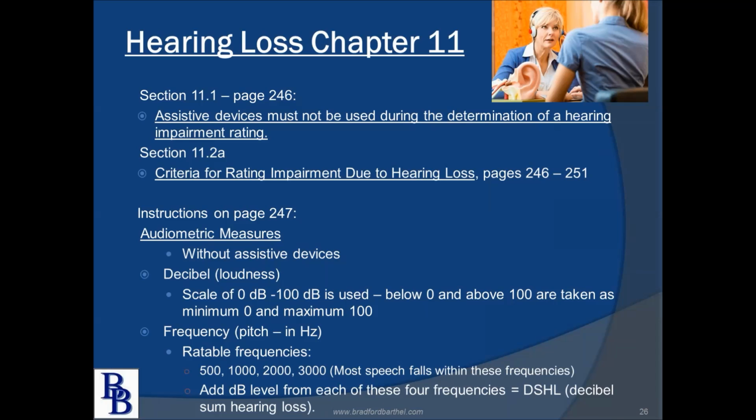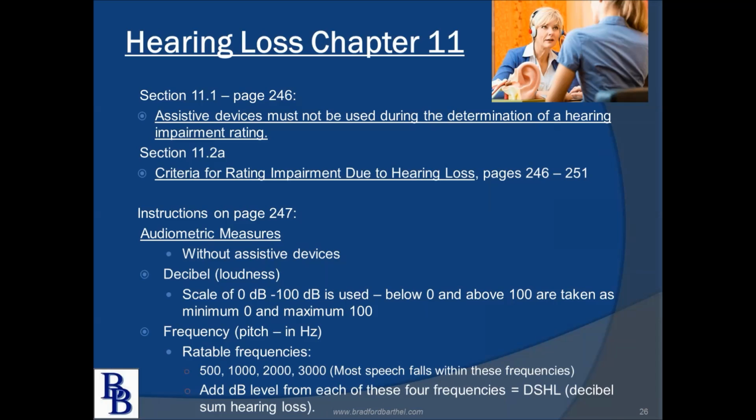The criteria for rating impairment due to hearing loss, pages 246 to 251 discuss it, and I'm going to try to nutshell it a little bit. Page 247, it references again audiometric measures. So we need to get the audiometric measures from the doctor, and this is without assistive devices, so without hearing aids. Things we need to know about are decibels. We need to know this definition. Decibel is just the loudness. Scale of 0 to 100 is used. Below 0 and above 100, if there were someone that were measured as such, would not be taken beyond 0 and 100.